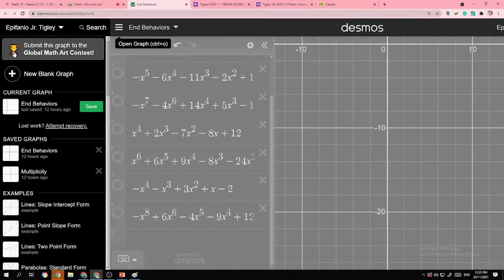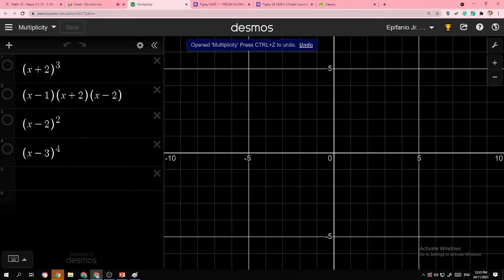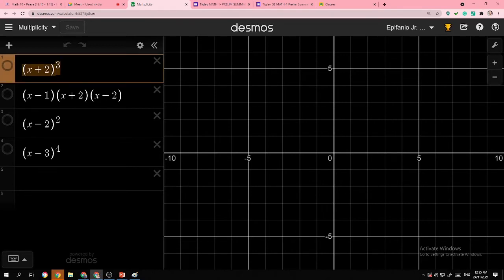Let me show you another one that I saved a while ago. Okay, there you go. So I prepared 4 examples and I have written them in factored form. I am writing it in factored form because using these factors, I can tell the roots or the zeros. Let's consider number 1. If I'm going to give you x plus 2 raised to 3, or cube, how do you write your root for number 1?